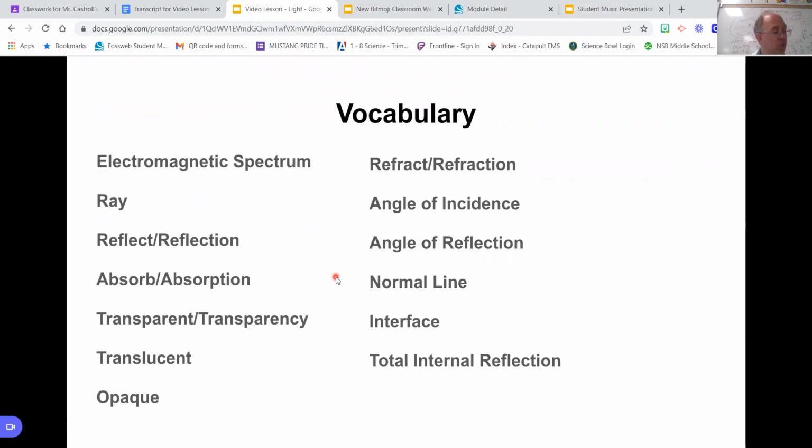Vocabulary for the day, we have the electromagnetic spectrum, ray, reflect or reflection, absorb or absorption, transparent or transparency, translucent, opaque, refract and refraction, angle of incidence, angle of reflection, normal line, interface, and total internal reflection.